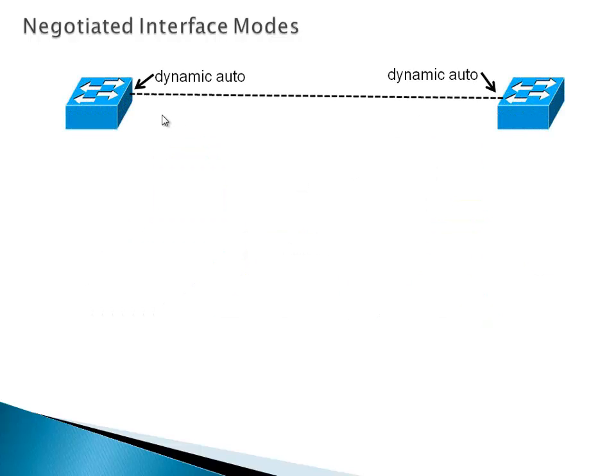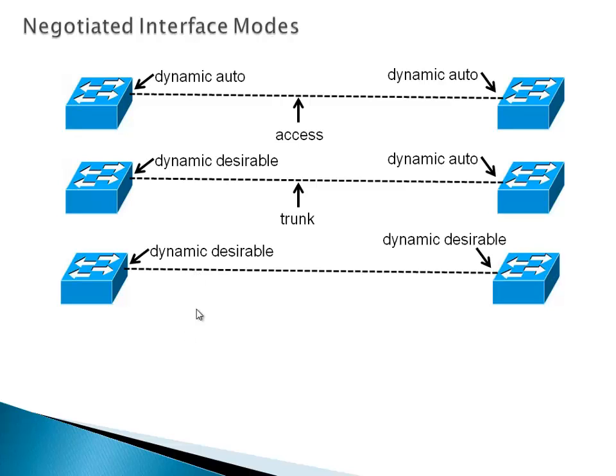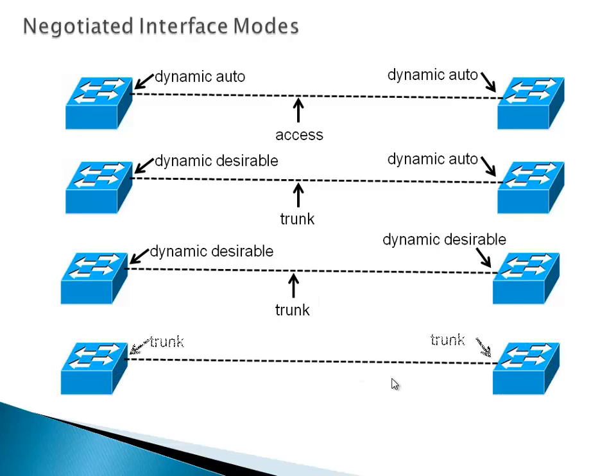Remember that if both sides are set to auto, there's not going to be a trunk. The port is going to end up being an access port. If one side is set to desirable and the other side is set to auto, then it's okay, because the DTP messages are going to flow from the desirable side and it will end up being a trunk. If both sides are set to desirable, then it's great. Both sides are going to send DTP messages and it will end up being a trunk. And you can force it to be a trunk. If you force it to be a trunk, then it's going to end up being a trunk. If you do force it, make sure that you do nonegotiate, so you can stop those unnecessary DTP messages.